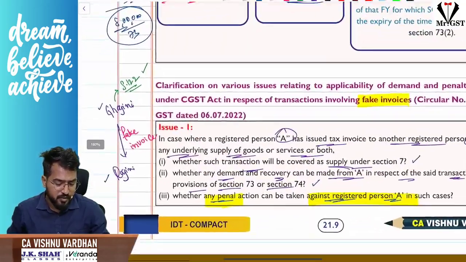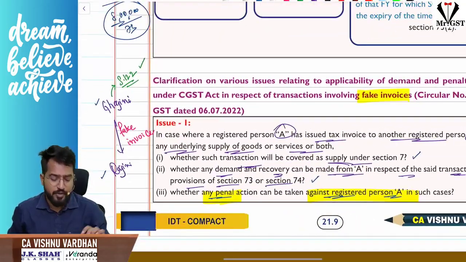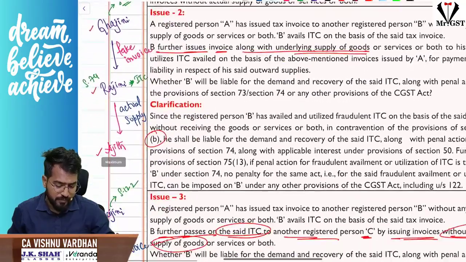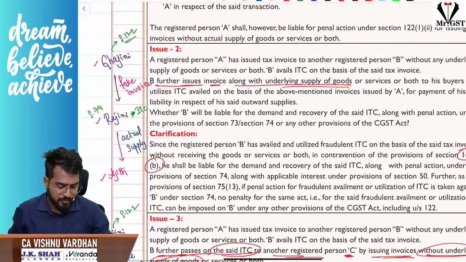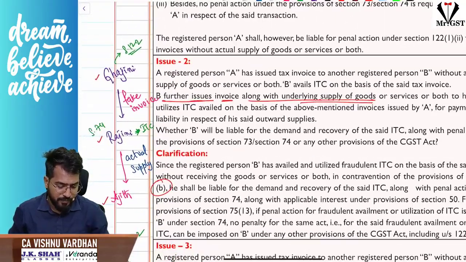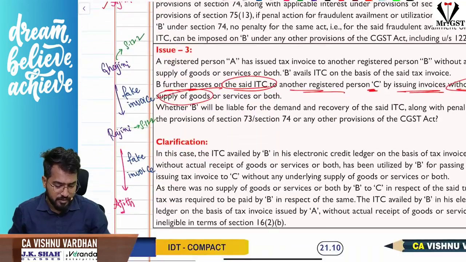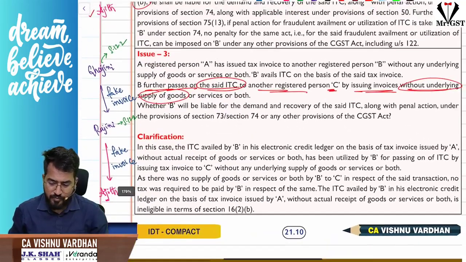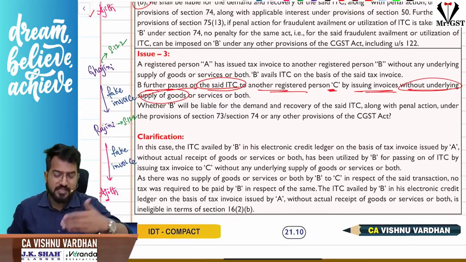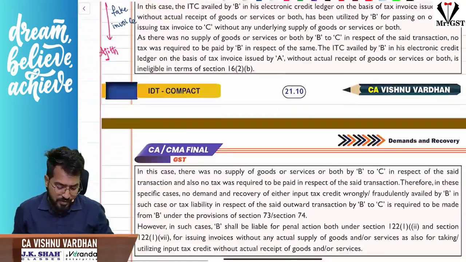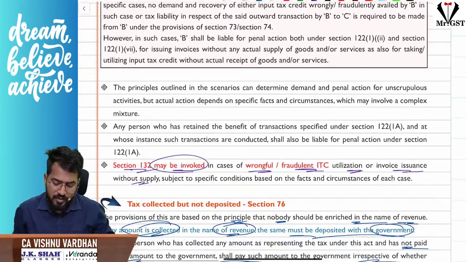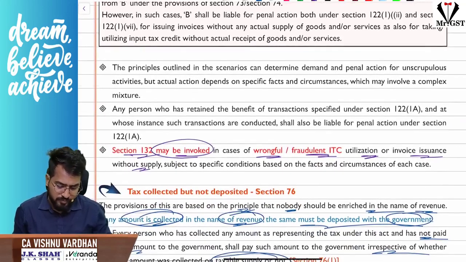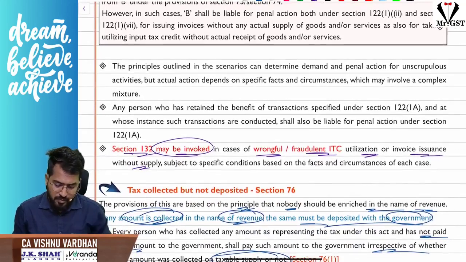Just go through this once. Okay, hope you are clear with these issues. This is the second issue and this is the third issue. Fine, you can check the soft copy in our Telegram channel. Now let us move on to the next one. Remaining things you can just go through.